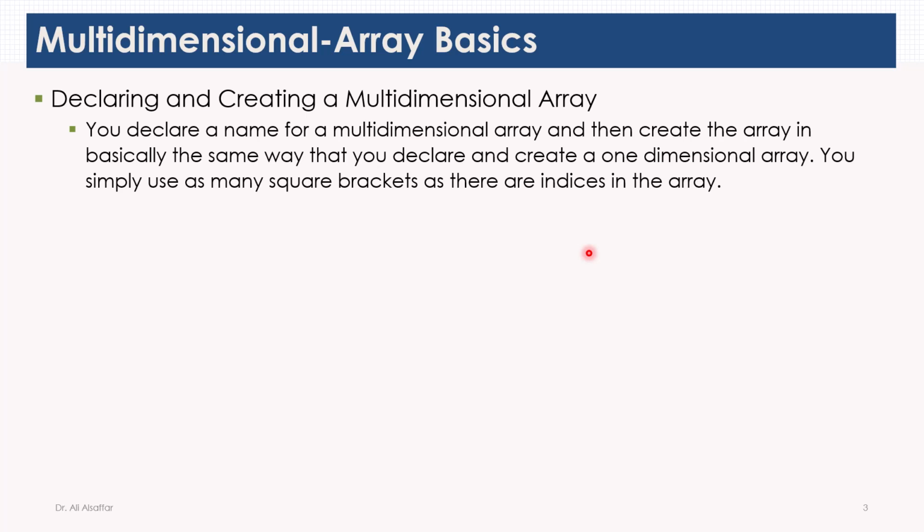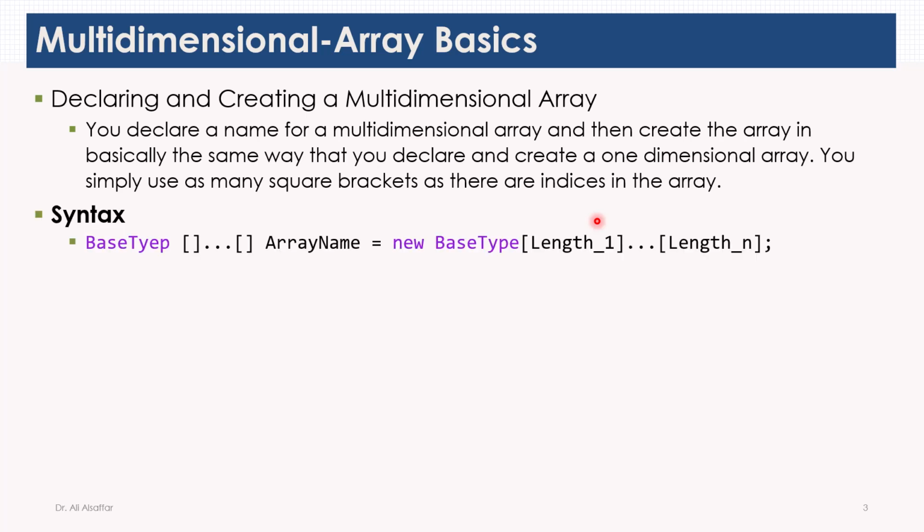For a multi-dimensional array, you do exactly the same. You declare a name, and then you create the array using the new command. You simply use as many square brackets as there are indices in the array. So the first square bracket represents the first dimension, the second square bracket represents the second dimension, the third square bracket represents the third dimension, and so on. So this is syntactically how to define a multi-dimensional array.